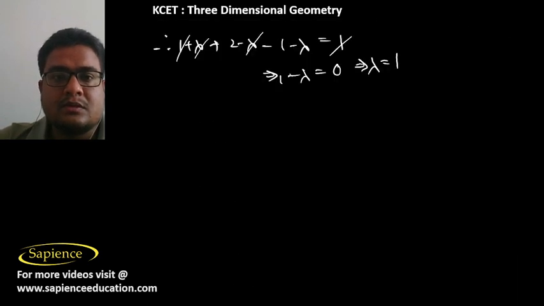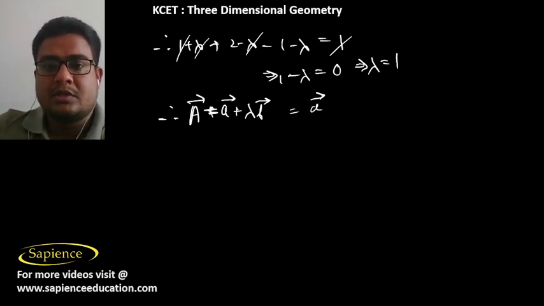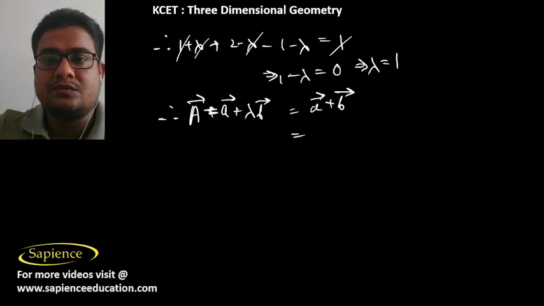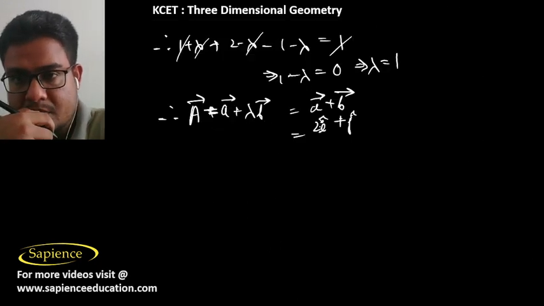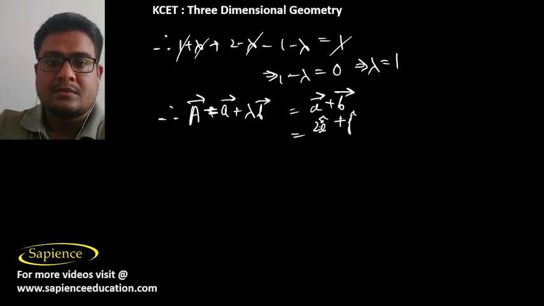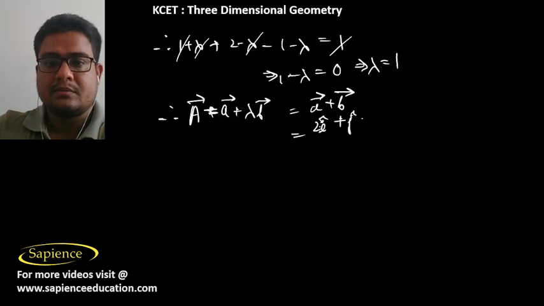So therefore, the required vector A is A plus lambda B. This will be simply A plus B since lambda is equal to 1. So A and B, if we add them, then we will get 2 i cap plus j cap plus k cap, plus k cap plus 2.